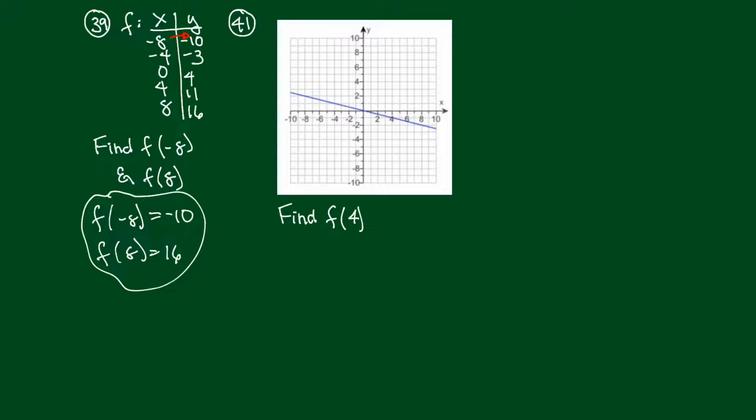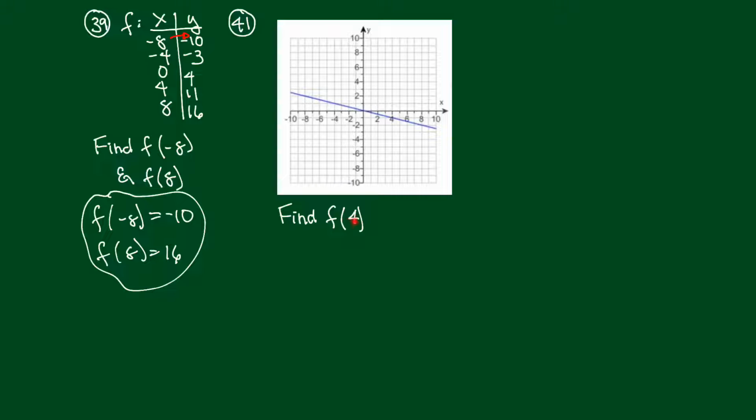This time we're given the function in terms of a graph. So we've been given it in terms of symbolic expressions, then sets of ordered pairs, then the function in terms of a table. Now we're given the function in terms of a graph, and we're asked to find what is the function value if the input is 4.